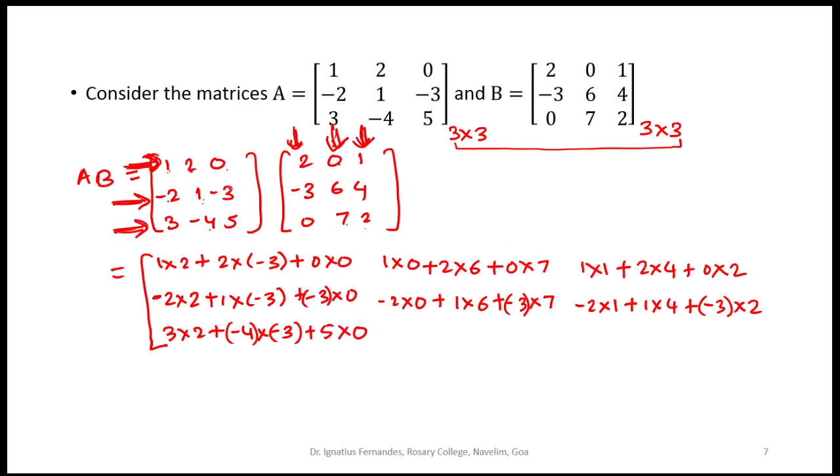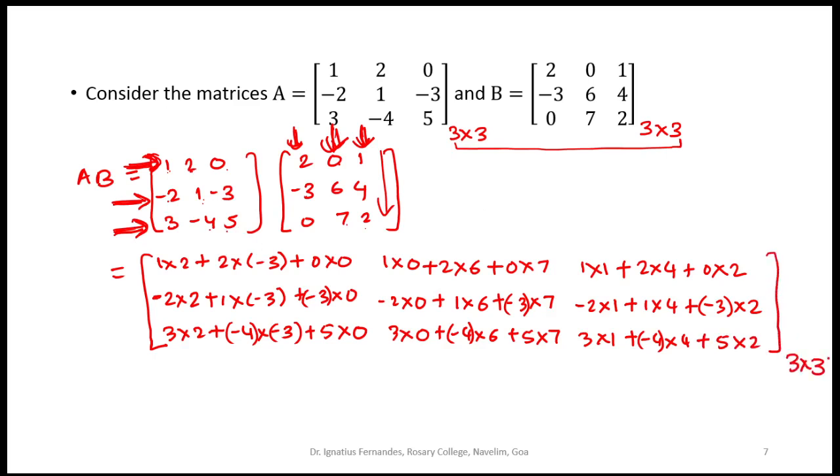Next I multiply this row to the second column. So 3 into 0, plus minus 4 into 6, plus 5 into 7. And finally the last row to the last column, 3 into 1, plus minus 4 into 4, and plus 5 into 2. So what I'll get is a 3 by 3 matrix. So I have to just simplify this.